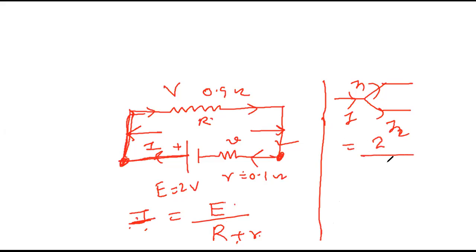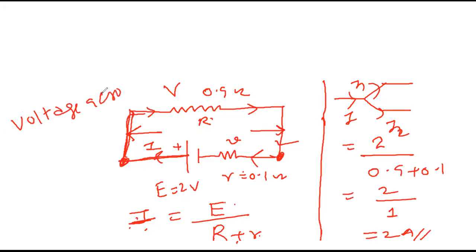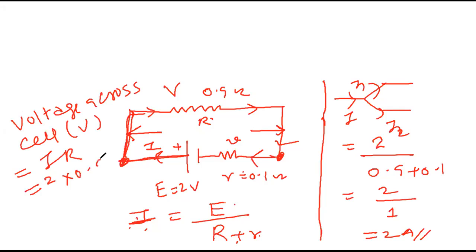E is 2, 0.9 plus 0.1 is the total resistance. 0.9 plus 0.1, is it 1? So current is 2 ampere or not? Hello? Yes, sir. Voltage across the cell is denoted by V. It is I into R. I is 2, R is 0.9. So 1.8 volt. Understood? Yes, sir.